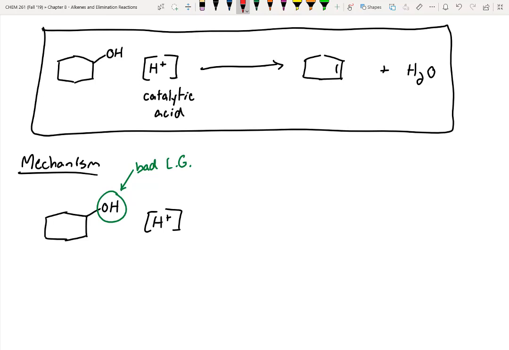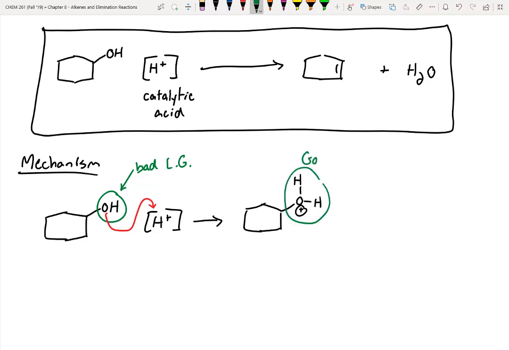Yep, so you said that the lone pair from the oxygen could reach out and grab the proton from the acid. I agree. Acid-base chemistry is very, very fast. So in our next step, we're going to have this alcohol that's now protonated, which is pretty good because now it's a good leaving group.